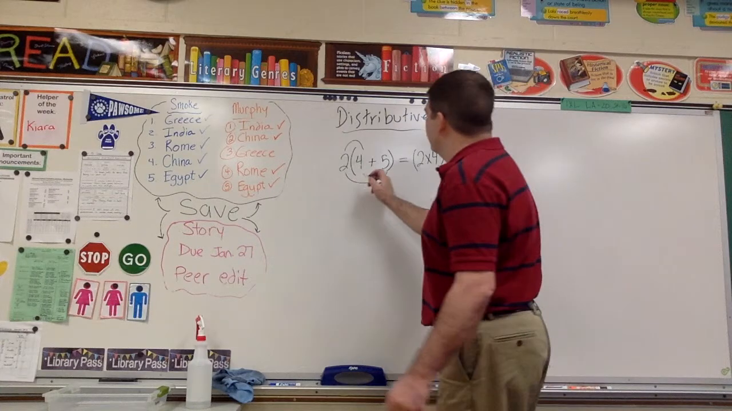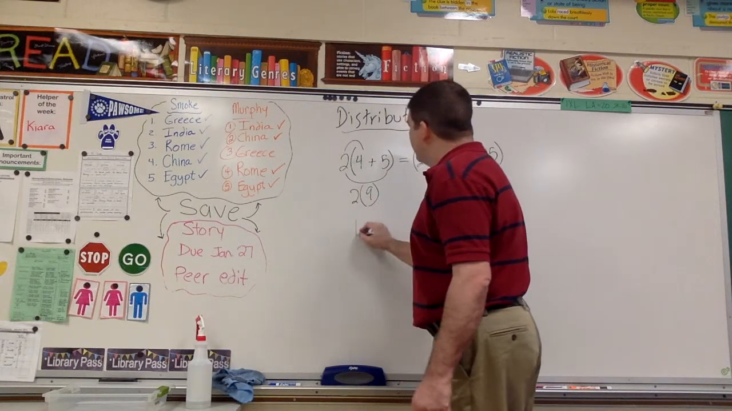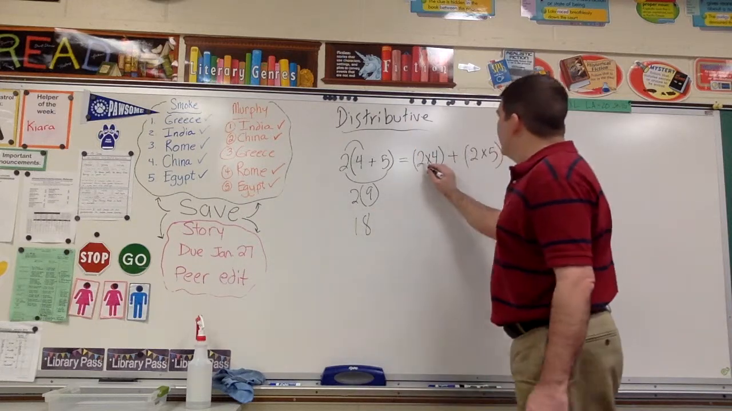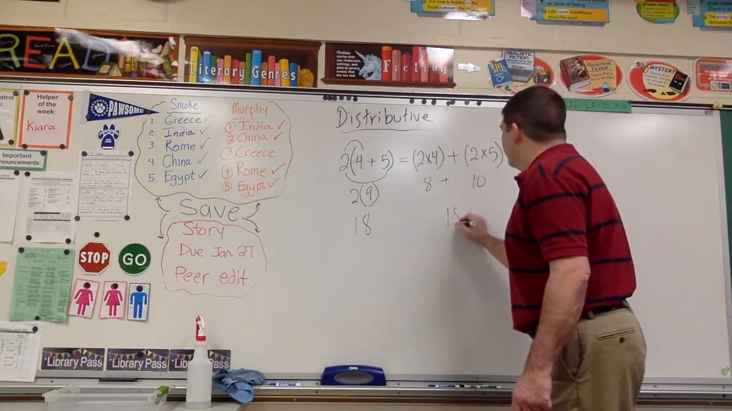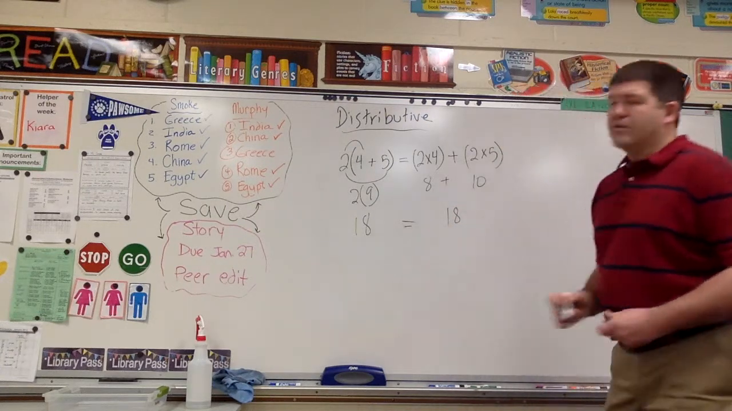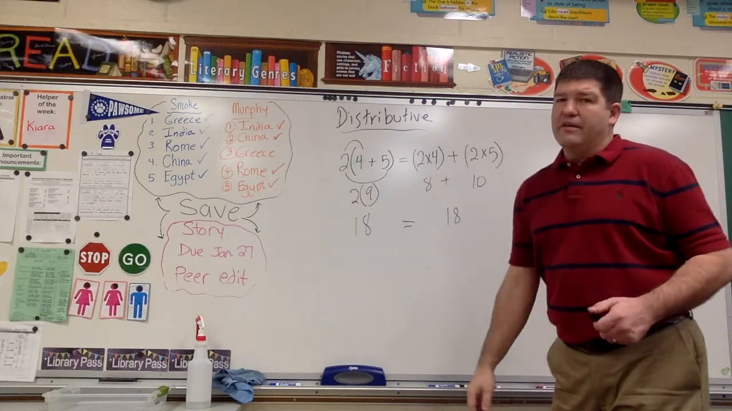So let's do this. I'm going to do 4 plus 5 is 9. 9 times 2 is 18. Here I have 4 times 2 is 8, plus 2 times 5 is 10, gets me 18. Those are equal. So I distributed it over here, and it got me the right thing.